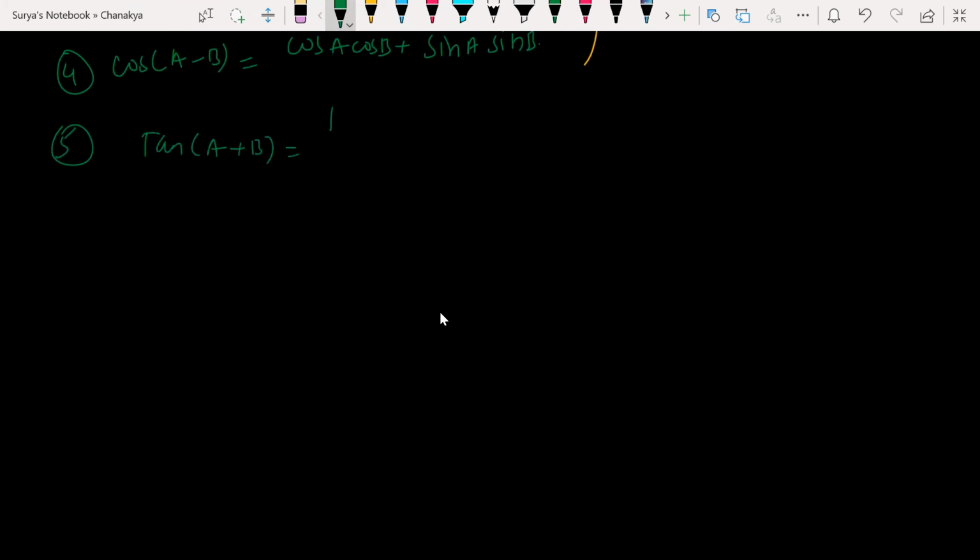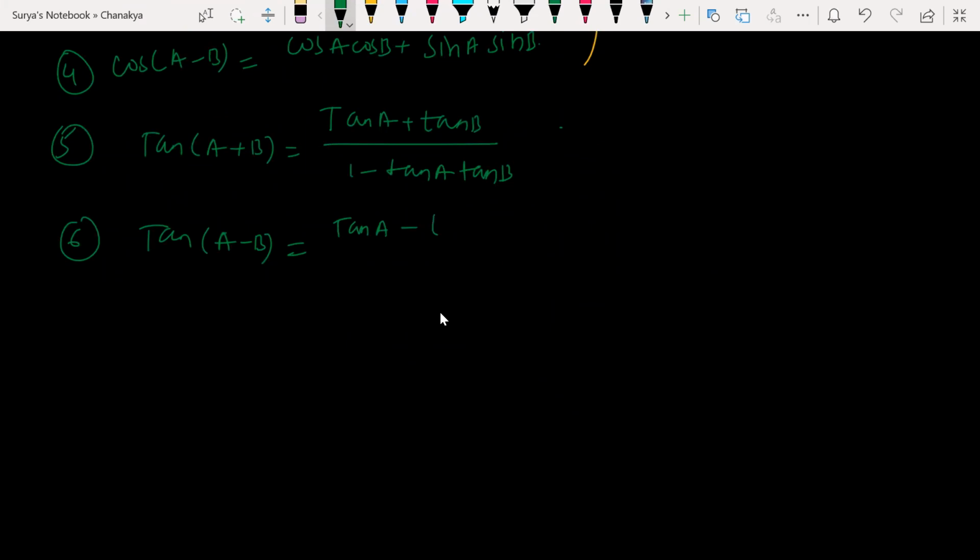Look at it. Tan A plus B formula is what? Tan A plus tan B divided by 1 minus tan A tan B. Next, sixth formula: tan A minus B, same formula. You need to change the sign. In place of plus, you need to put minus, and in place of minus, you need to put plus. That's it. Tan A minus B is tan A minus tan B by 1 plus tan A tan B.